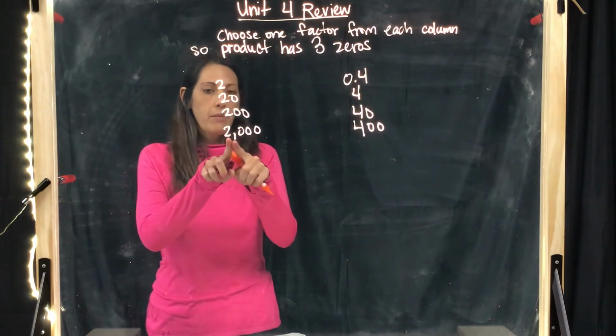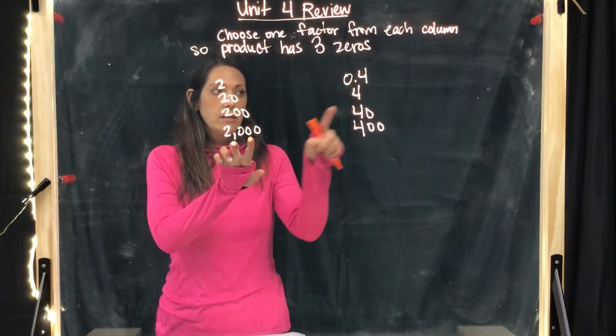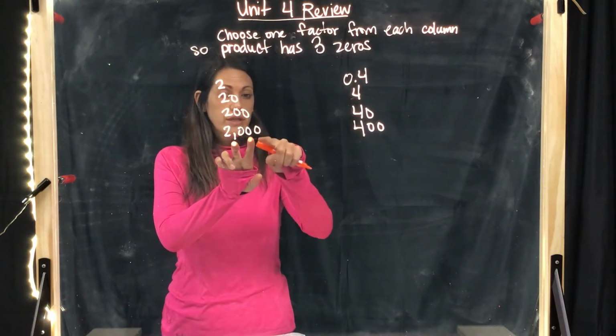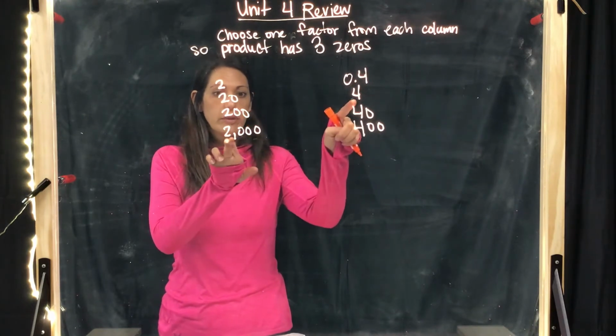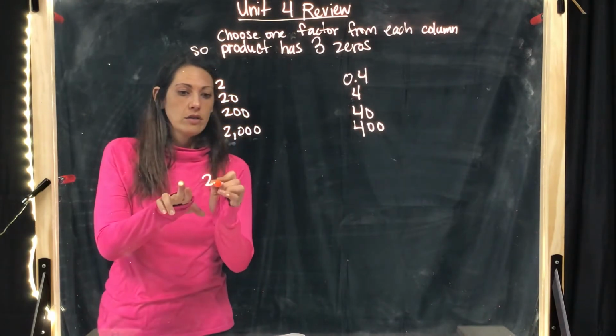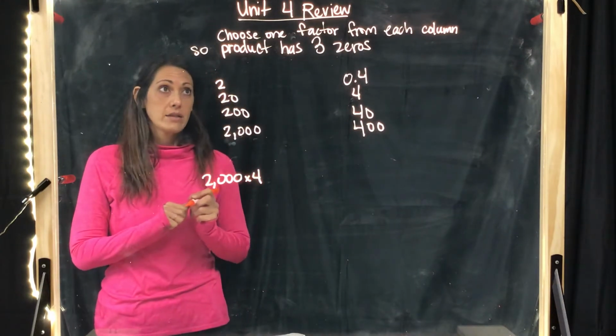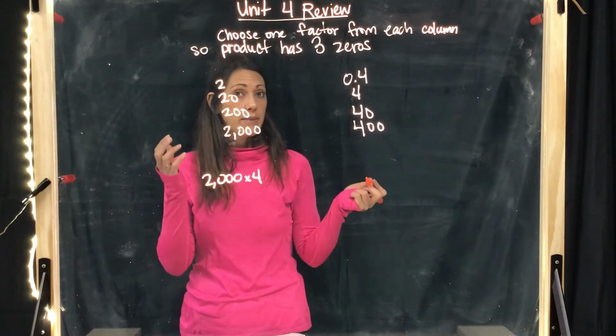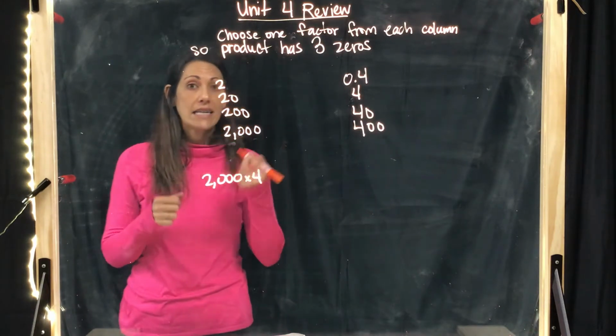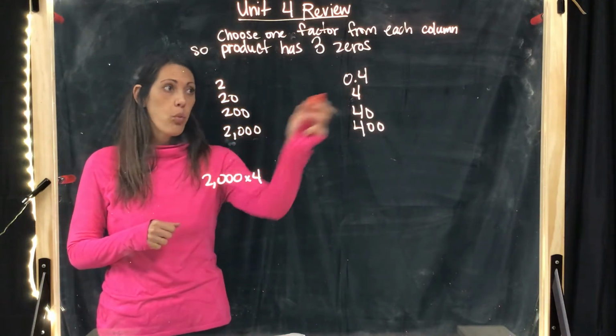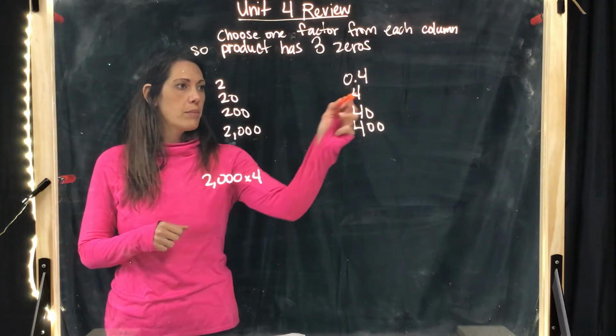For instance, if I multiplied 2,000 times 4, there's 3 zeros here, and 4 times 2 is 8. The answer would be 8,000. So 2,000 times 4 would be one answer. I could be done, but I'm going to go through and find all the answers. This is one possible answer right there.